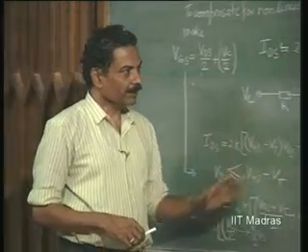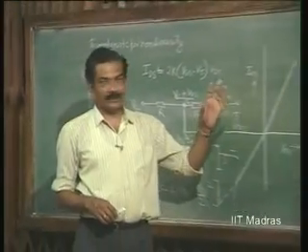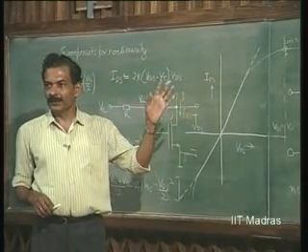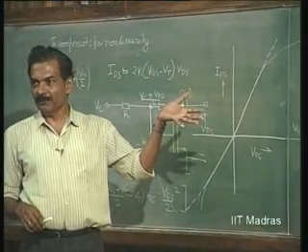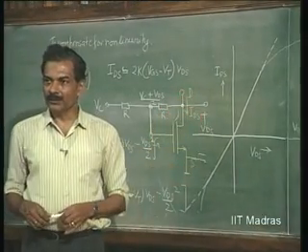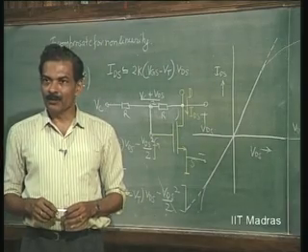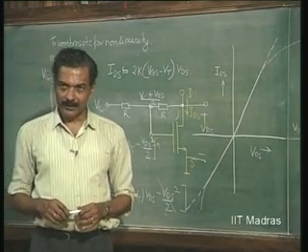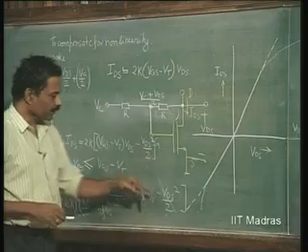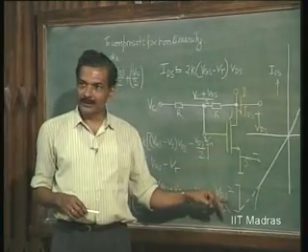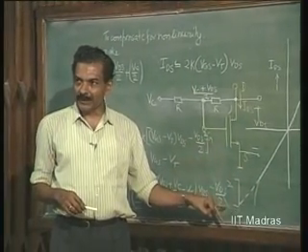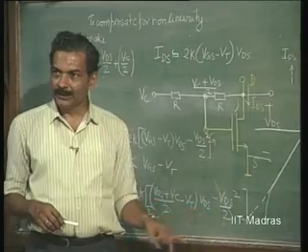The same circuit is valid whether it is a JFET or a depletion type of MOSFET. I have illustrated it for the enhancement type of MOSFET. The nonlinearity occurring in all these devices will be of exactly the same type, that is, VDS squared by 2 type.